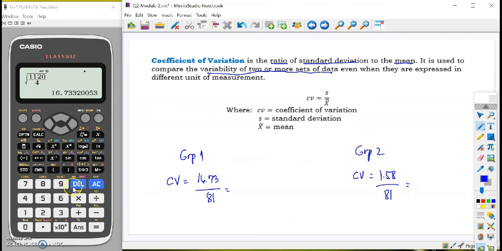Let's use our calculator for computation. 16.73 divided by 81 is approximately 0.2065. On the other side, we have 1.58 divided by 81, and the answer is 0.0195. Meaning, if you have a lower coefficient of variation, it means it has lesser variability. And with a higher coefficient of variation, you have more variability in terms of performance.